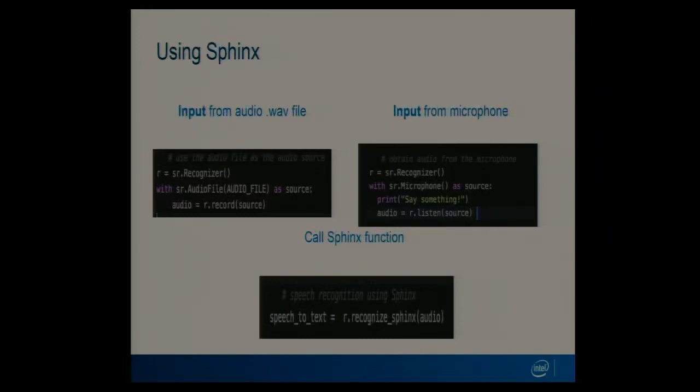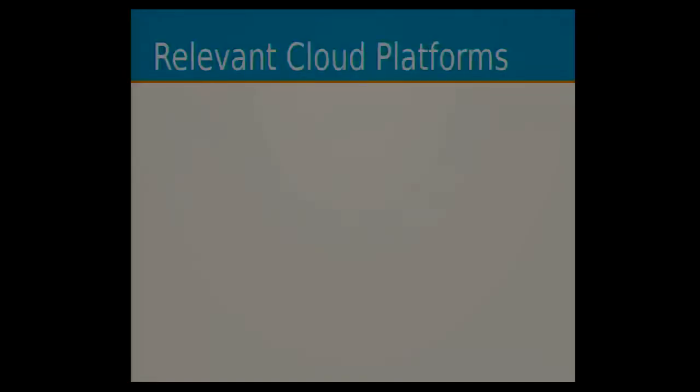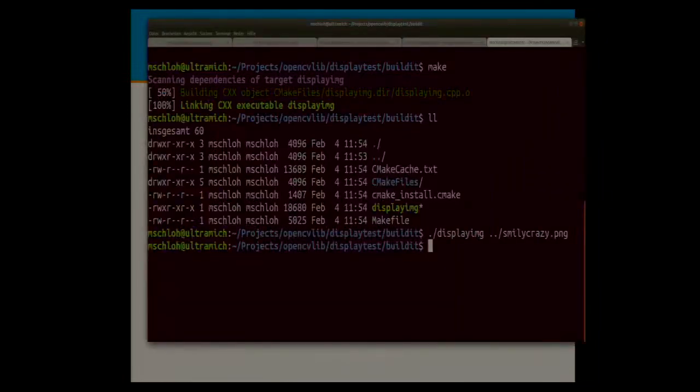So let's just go past this deep learning, and let's do another demonstration for that. These are all things that could be happening on IoT devices, like in cars, drones, and so on, right?